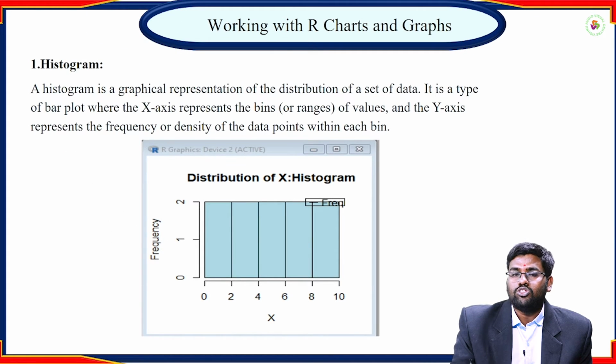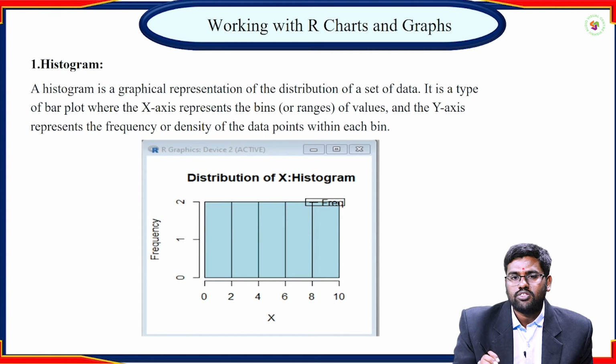Now coming to the next one, working with charts and graphs. That means, for example, whatever data points we take, we need to show them in the form of a graphical structure. That means the data will be visualized in the form of graphs, with different formats. Coming to the first one, histogram.